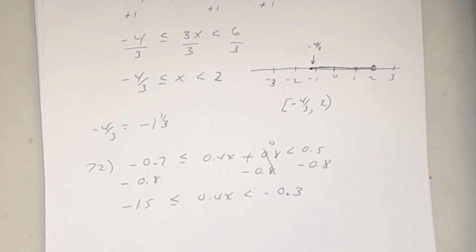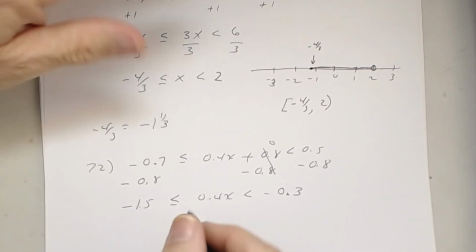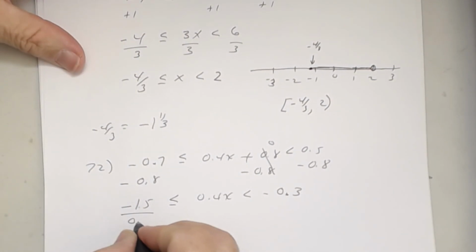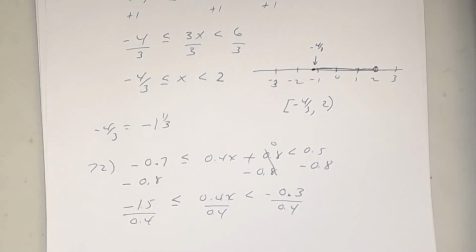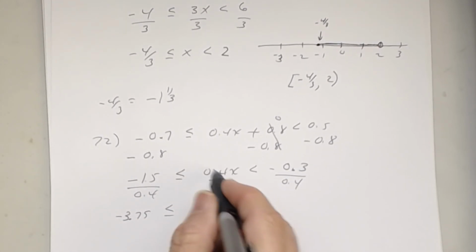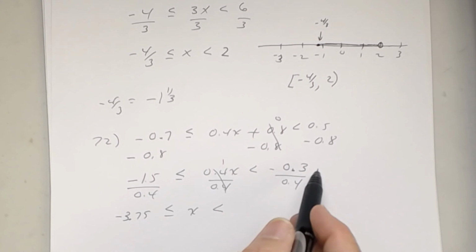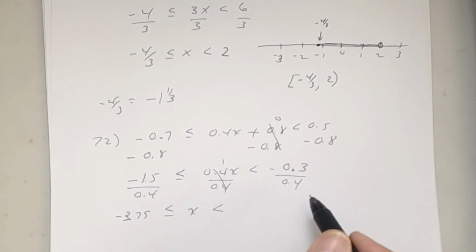Okay, what's the next step? All right, now you have to use your calculator with that one because it'll be hard to do in your head. So divide by 0.4. Okay, what's a negative 1.5 divided by 0.4? With the calculator, what is it? Negative 3.75. So that's negative 3.75, less than or equal to x, is less than, now what's negative 0.3 divided by 0.4?